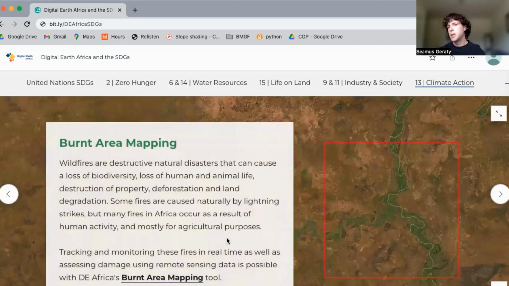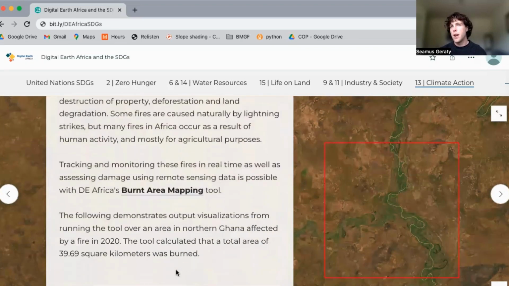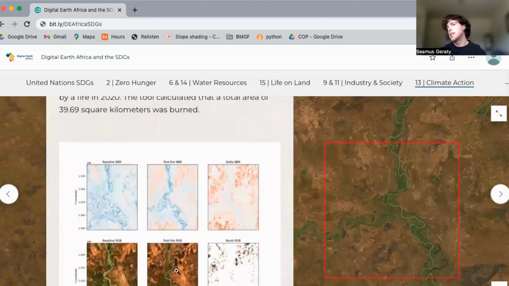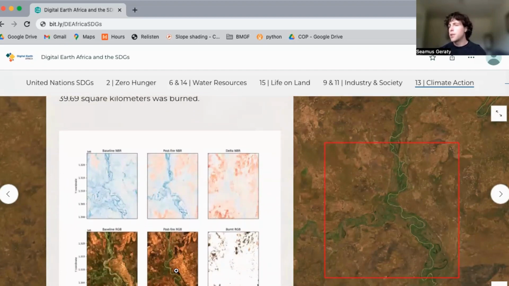A couple examples include burnt area mapping. With Digital Earth Africa's burnt area mapping tool, it's possible to track and monitor these fires in real time, as well as assess the damage that they have caused after they have been extinguished or put out.